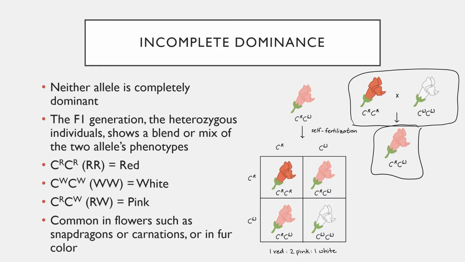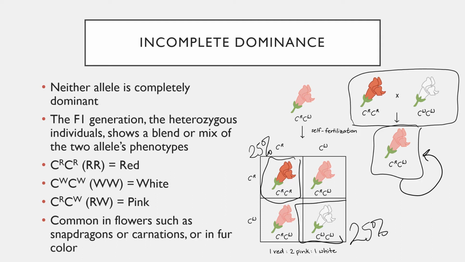You'll then see really fascinating ratios when you let the F1 generation self-fertilize. You'll end up with 25% showing one of the different alleles, and then 50% showing that blended allele. So this is common in flowers like snapdragons or carnations. You'll also see it in fur color of some animals like bunnies or dogs, things like that.